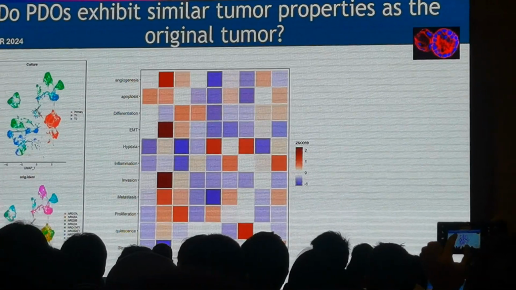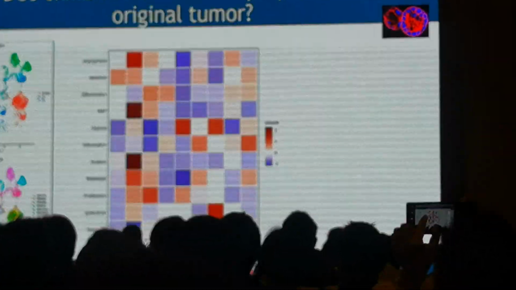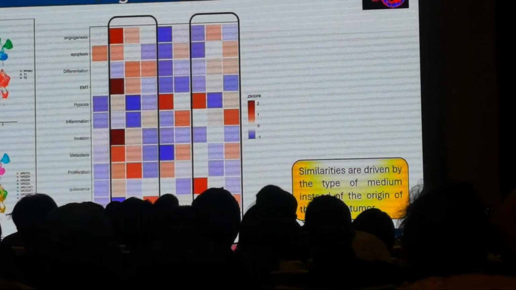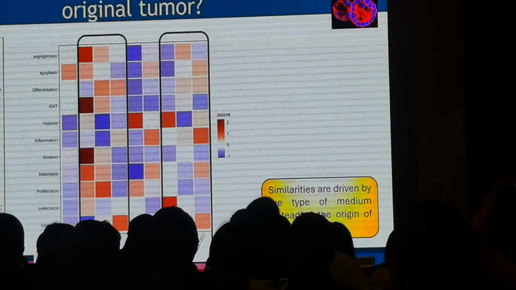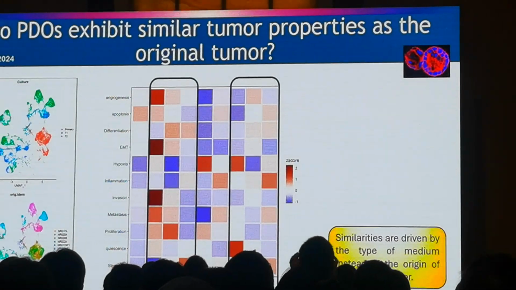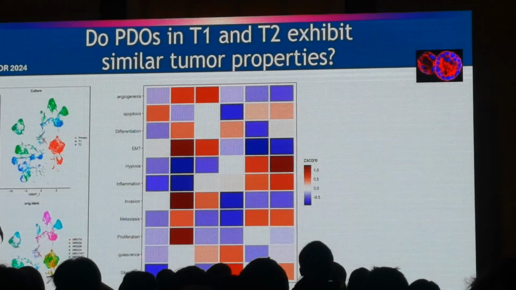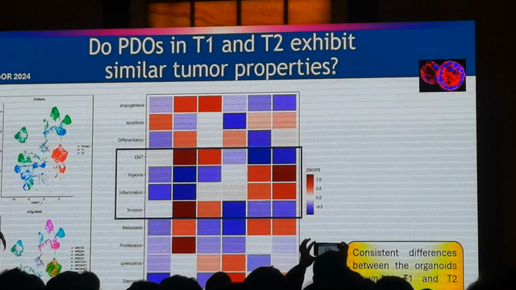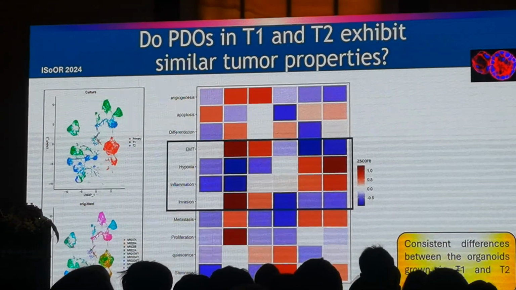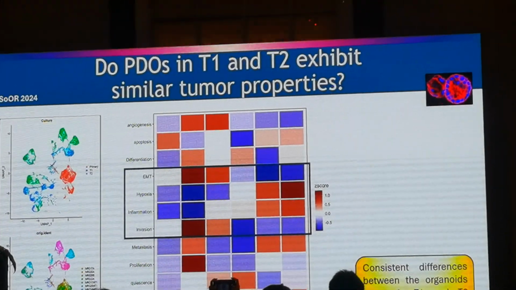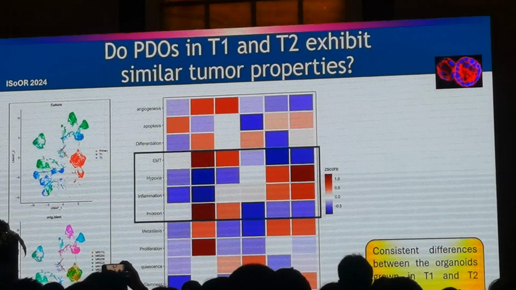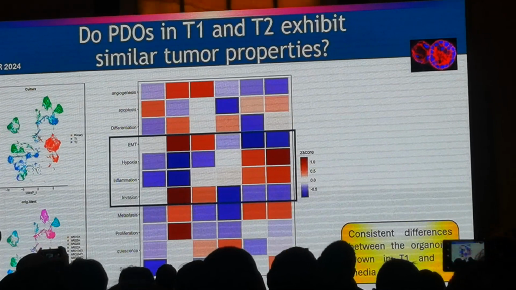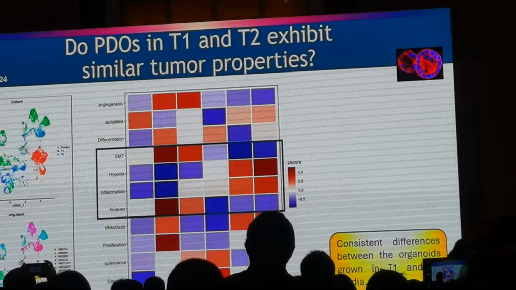And we looked at some biological processes. We saw that the similarities are driven by the type of media and not by the origin of the primary tumor. If we look further only at the organoids, we could see that the cells in type 1 have higher expression of genes related to EMT and invasion, and the cells in type 2 have a higher expression of genes involved in hypoxia and inflammation.